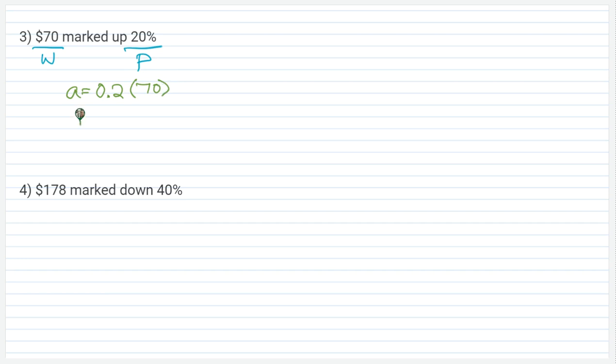When I do that math, I'm going to end up with an answer of 14. This again is the amount that this price is being marked up. So I have one more step, which is to take my starting value, which in this case was 70. Since it's being marked up, we're going to add 14 to that and find out that our final price is $84.